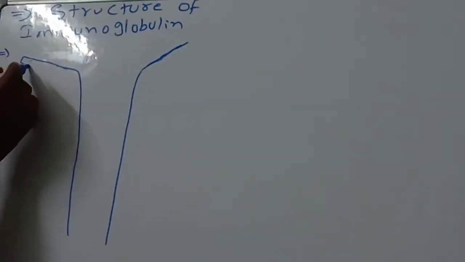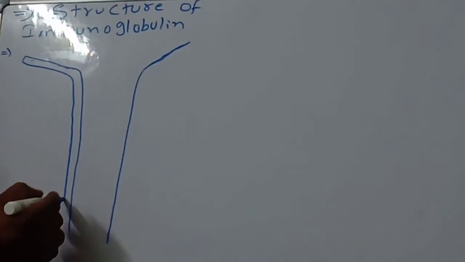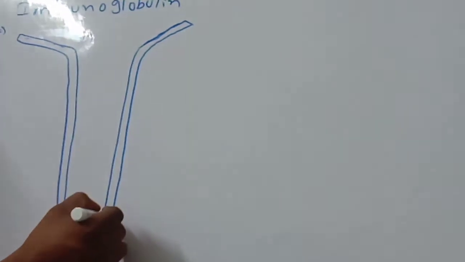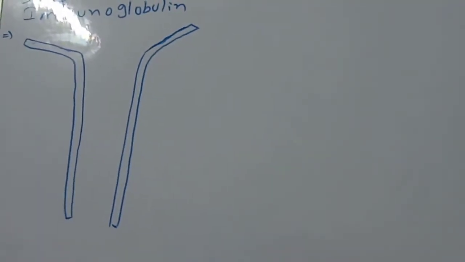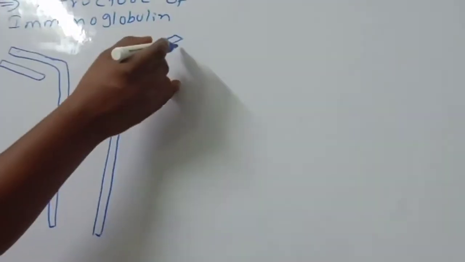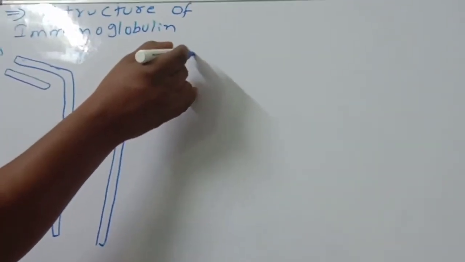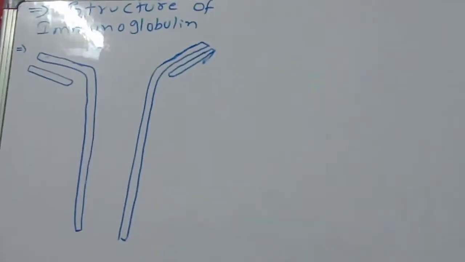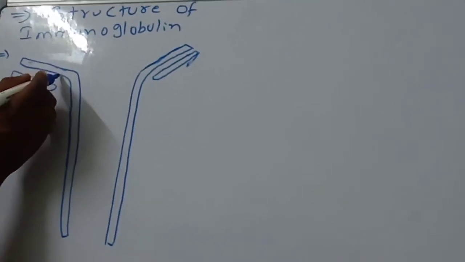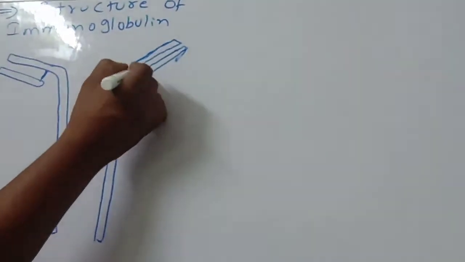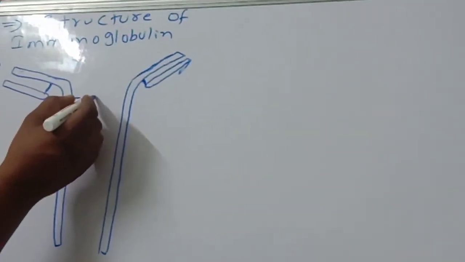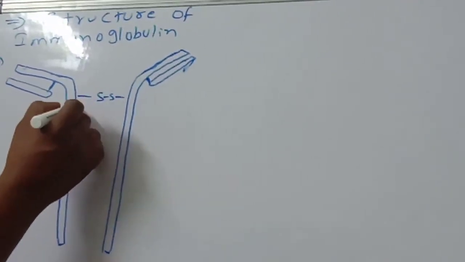Like this, the immunoglobulin structure will be present. Now this is very important. This is called the short chain. Okay, this is called short chain. Now here a connection is there. Here also a connection will be there. So here also connections will be there. Okay, like this.